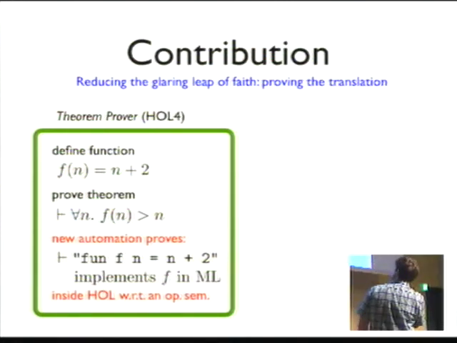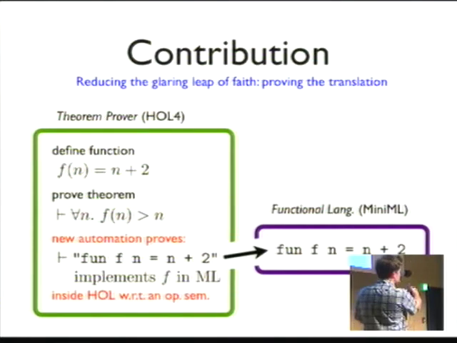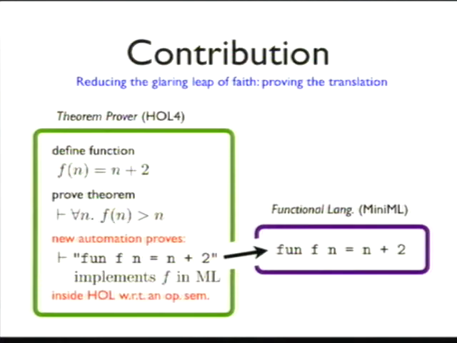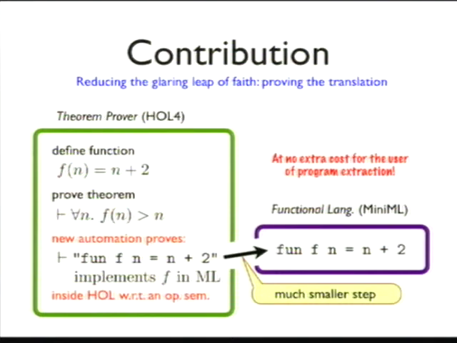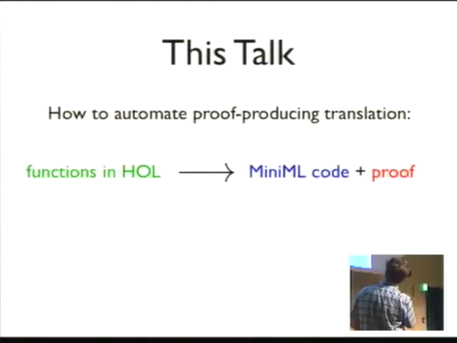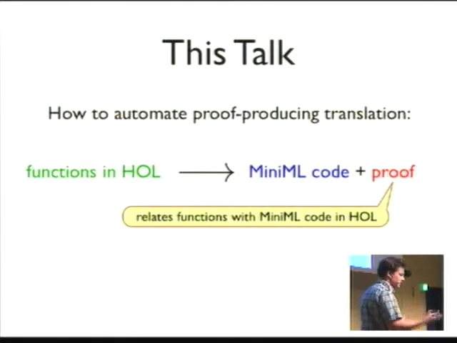So now we have the syntax of ML here, and just transferring that outside of the theorem prover is not as big a step. I should mention that this comes at no extra cost to the user of the existing program extraction, because this is all automatic and it can deal with the same kind of programs. So this talk is about translating whole functions into a mini-ML code and proving that it indeed does exactly that. Everything lives inside the prover until the very last step.